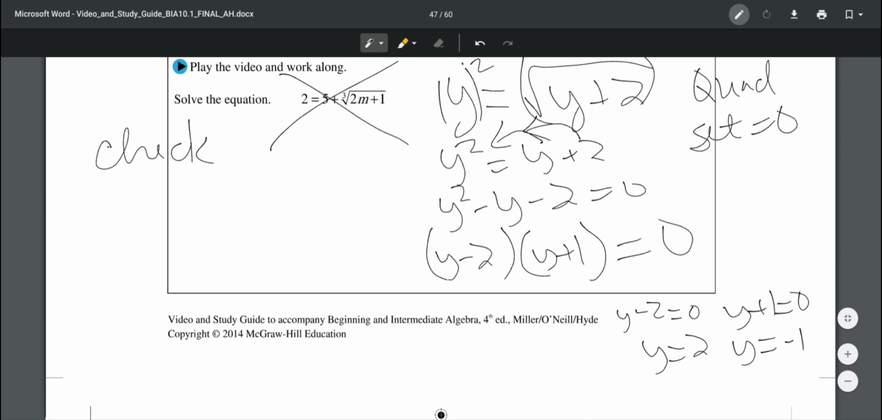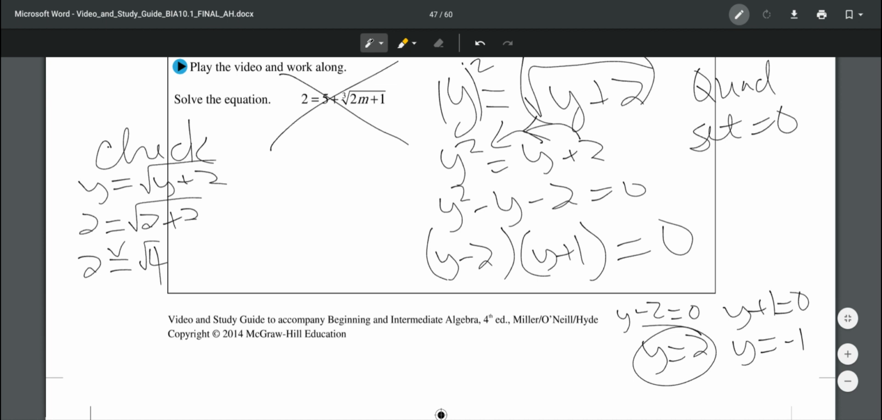What we're going to do is go back to the original problem, which is y equals the square root of y plus 2. I'm going to plug 2 in first. 2 equals the square root of 2 plus 2. And 2 does equal the square root of 4. So I can keep y equals 2. But watch what happens when I try to plug in negative 1. Negative 1 equals the square root of negative 1 plus 2. That's negative 1 equals the square root of 1, and that is not true. So although I was able to factor and get two answers, I cannot keep both answers because one of them does not work when I plug it back into the original problem.